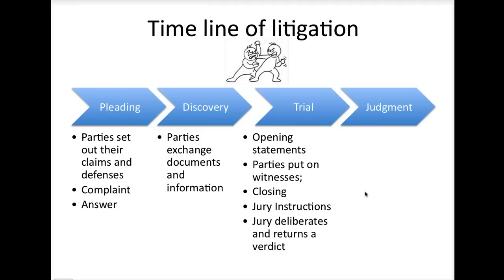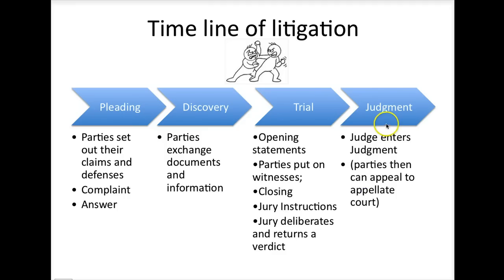After the jury brings in the verdict, a formal judgment is entered by the judge. This is the formal statement of the result of the case. Once judgment is entered, the parties can appeal, challenging that result in an appellate court.